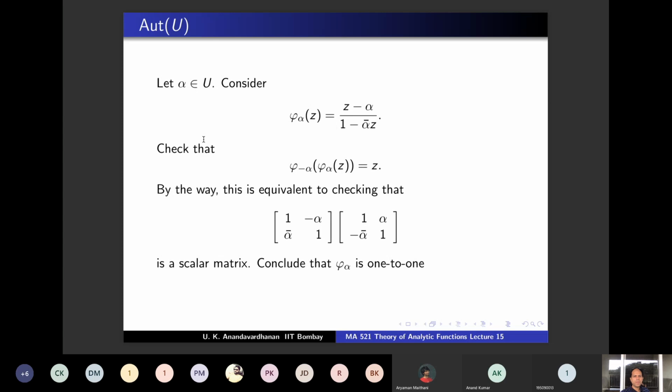Okay, but we are yet to come there. From this itself, you can conclude that phi alpha is 1-1, right? If phi alpha of z1 is phi alpha of z2, then applying phi minus alpha, you get z1 equal to z2. So it is 1-1. And not only that, phi minus alpha is the inverse of phi alpha. So this much you have checked now.